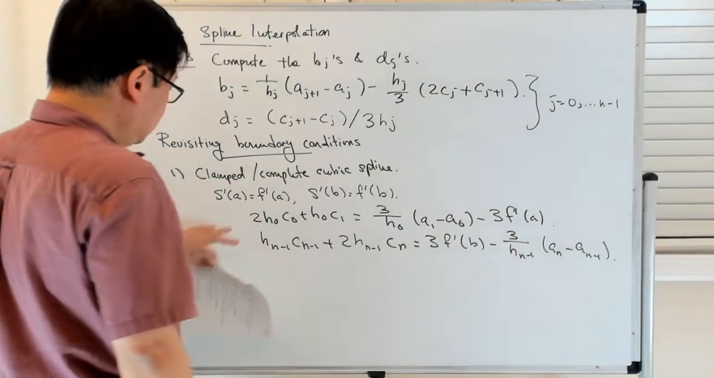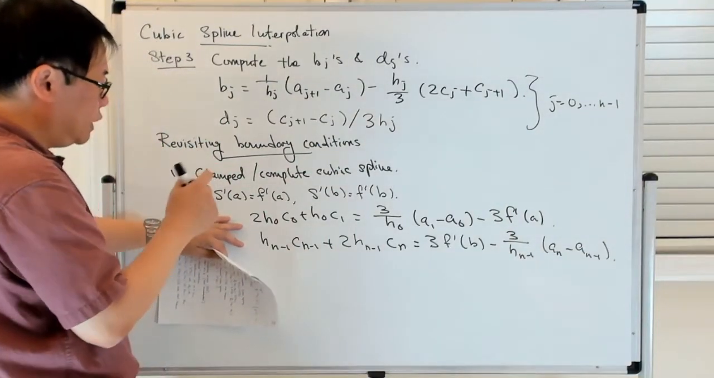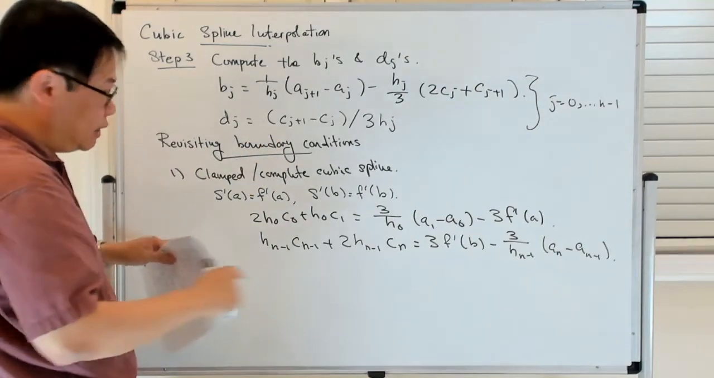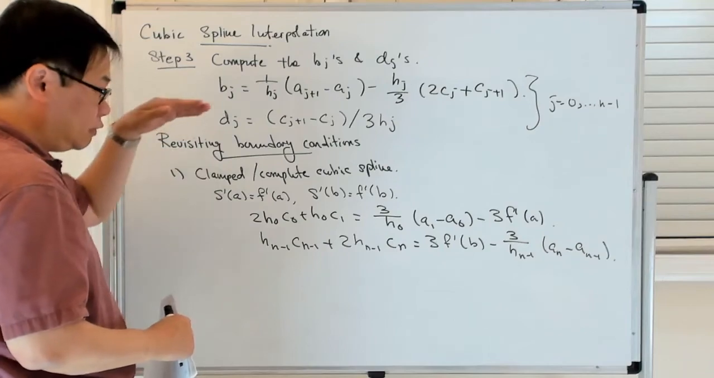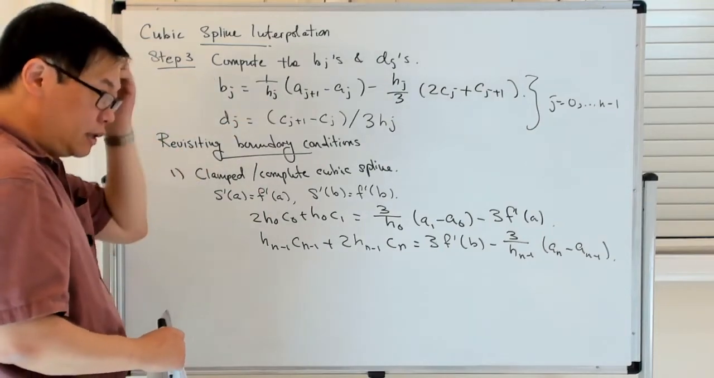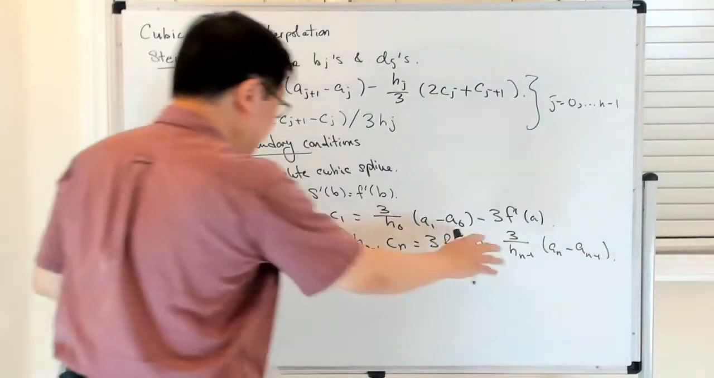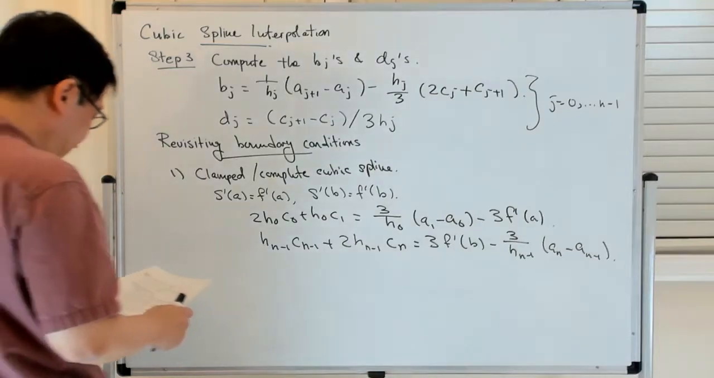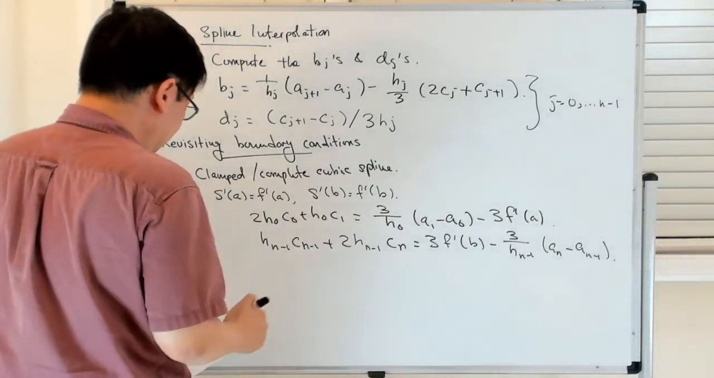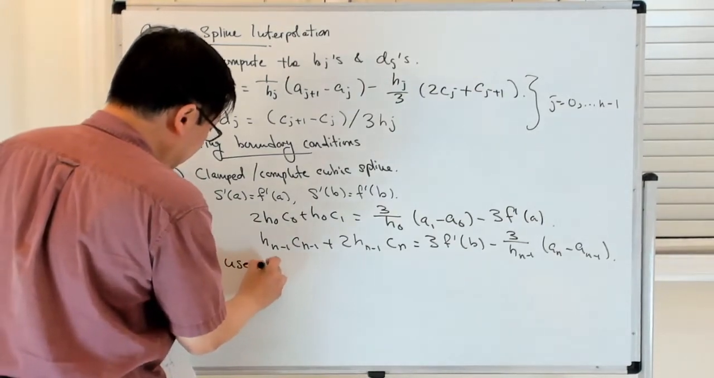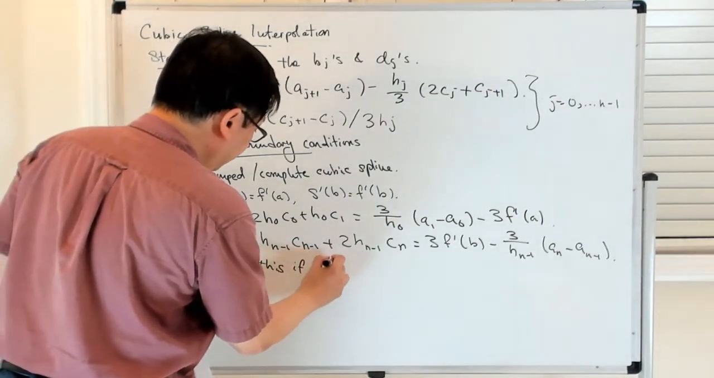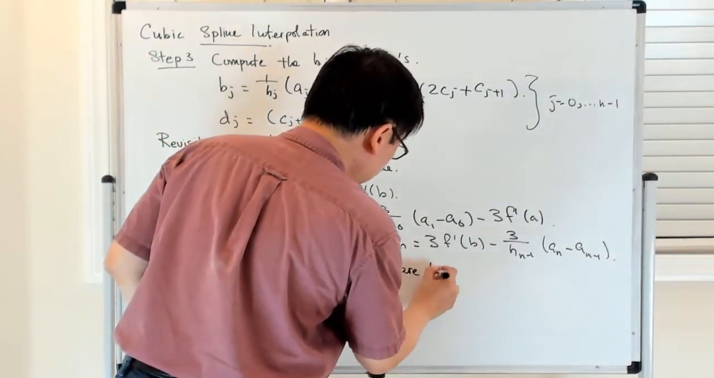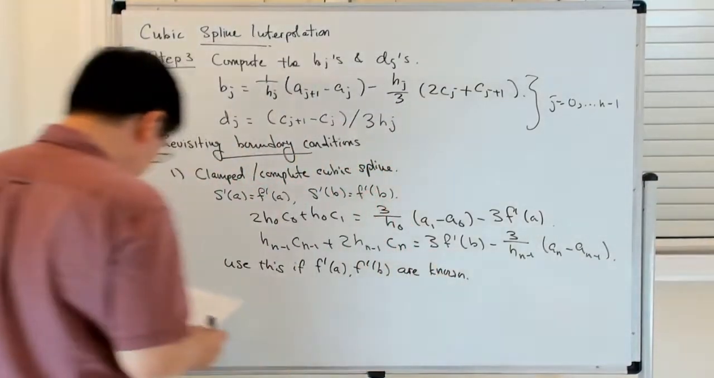If you recall, in the tridiagonal system I drew lines at the top and the bottom. I can put this in the top row and this in the bottom row, and you will get a tridiagonal system. So this completes that tridiagonal system of equations, and it's what you use if f prime at a and f prime at b are known.